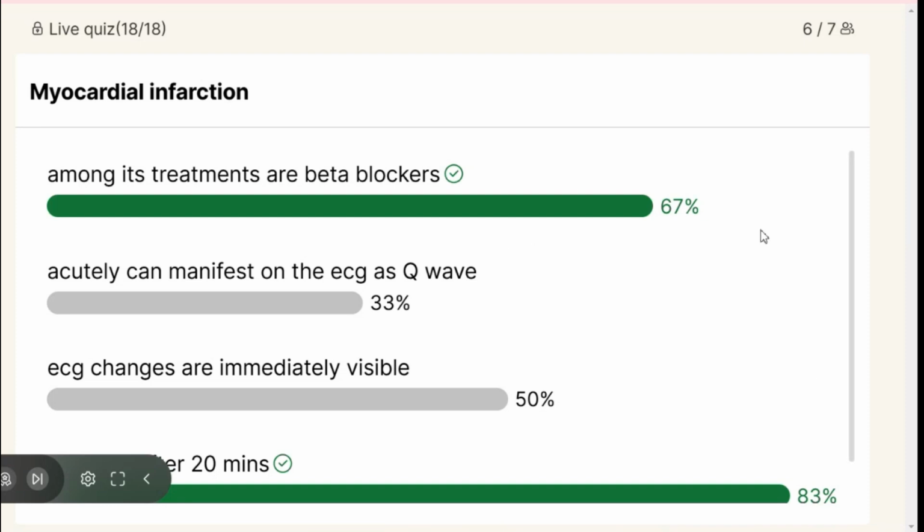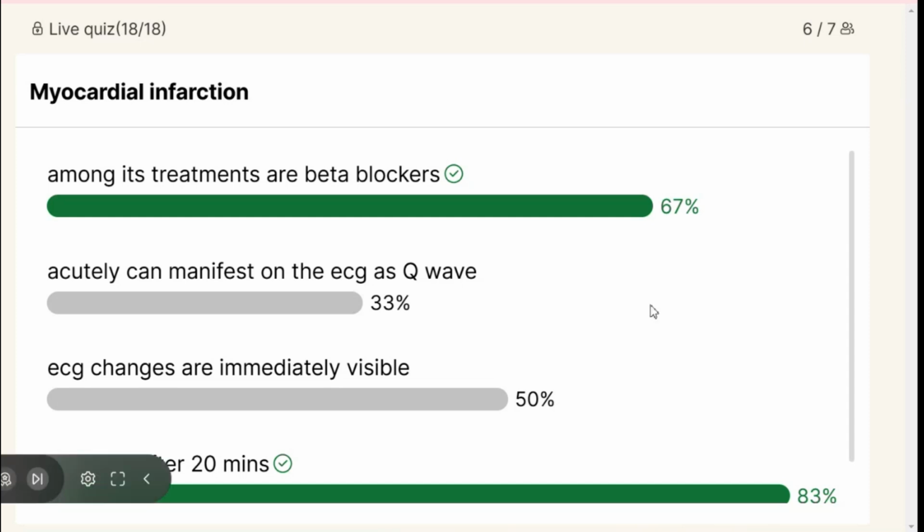So let's go through this. So myocardial infarction, among its treatments are beta blockers. Yes, because it decreases the heart rate, so it decreases the load on the heart, and it's overall better for the recovery of the heart. Other treatments of myocardial infarction, this is not the main treatment for the occlusion itself. For the occlusion itself, you need thrombolytics, or as we said, PCI with balloon stenting.